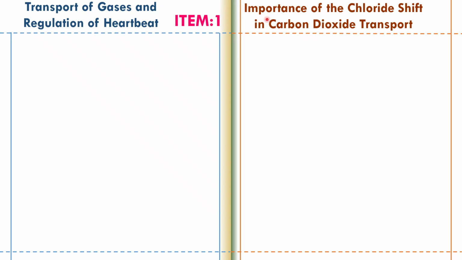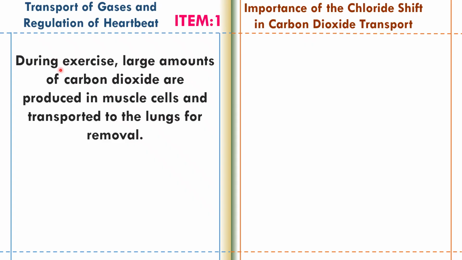Transport of gases and regulation of heartbeat. Item 1. We're going to look at the importance of the chloride shift in carbon dioxide transport. During exercise, large amounts of carbon dioxide are produced in muscle cells and transported to the lungs for removal.